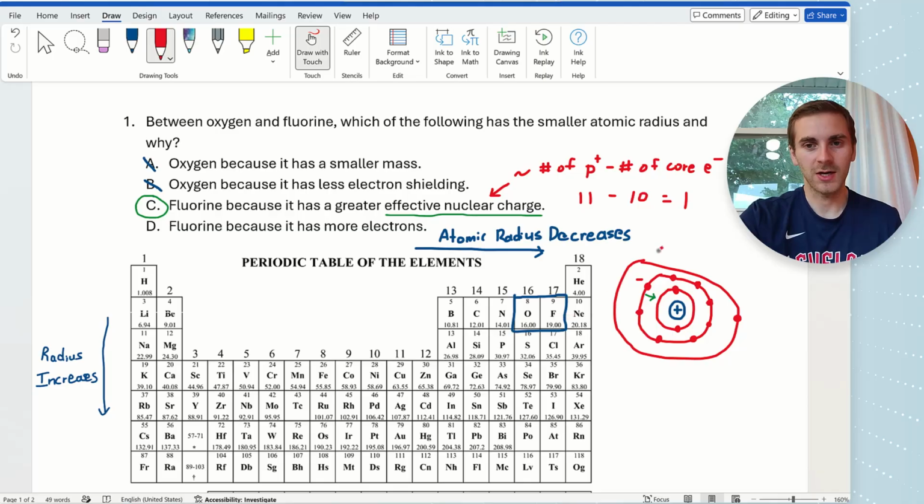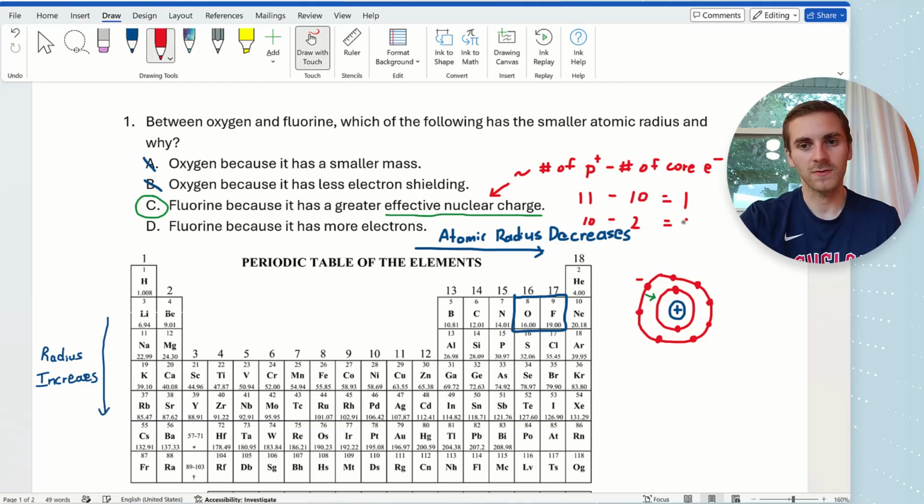Whereas neon only has 10 protons, but again, its Bohr model would look like this. It doesn't have a third energy level. It has a second energy level. Those are not core electrons for neon because that's its outermost energy level. So it just has 2 core electrons. So its effective nuclear charge would be 8. So that's kind of what effective nuclear charge is, and that's one of the factors that explains the trends in atomic radius.